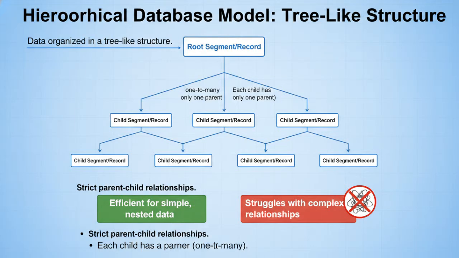While efficient for simple, well-defined data structures with clear nested relationships, querying data that falls outside the defined paths can be cumbersome and inefficient. It struggles with complex many-to-many relationships, making it less flexible than modern models. IBM's Information Management System, or IMS, is a classic example of a hierarchical database.